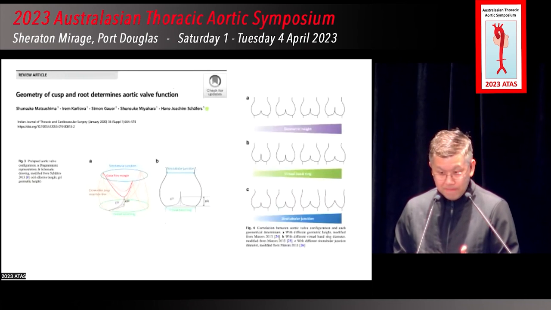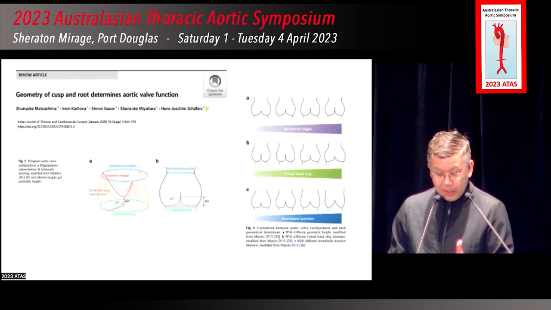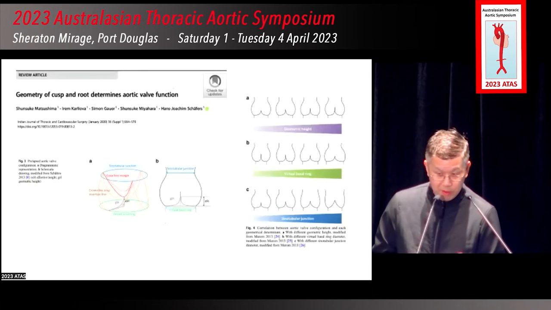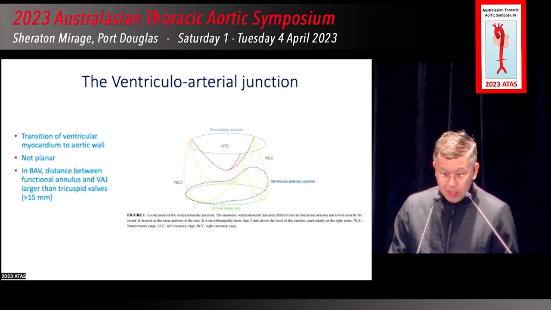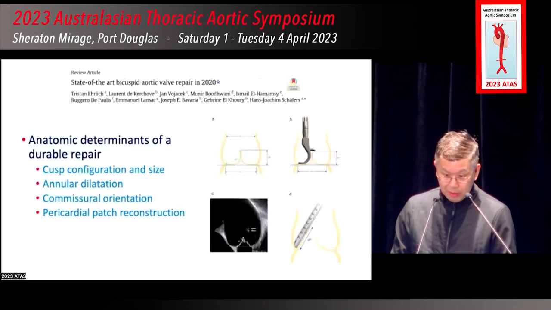And then there was another study that looked at various components, including geometric height, virtual basal ring, and STJ, and you can see that as the geometric height of the valve increases, there's better coaptation, but as the virtual basal ring and the STJ increase, there's less coaptation and more risk of valve insufficiency. So the VAJ is this transition point from the muscle to the aortic wall. It is not planar, and the distance is much larger in BAV valves than in a tricuspid valve.